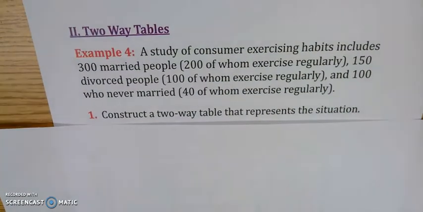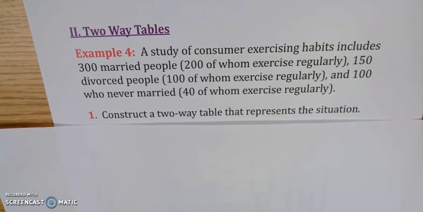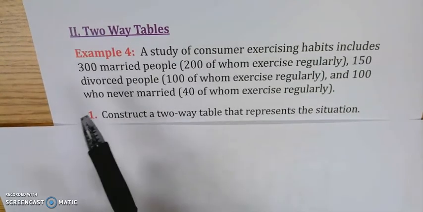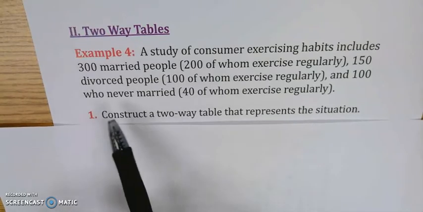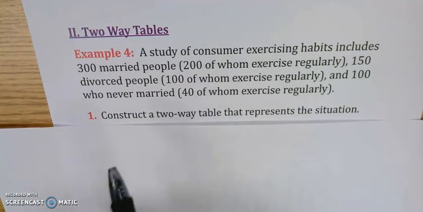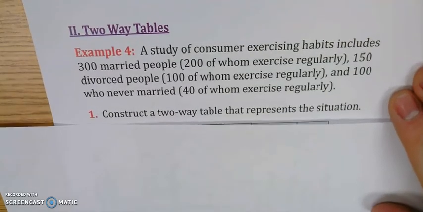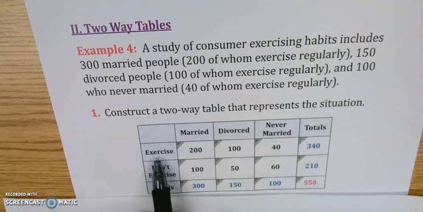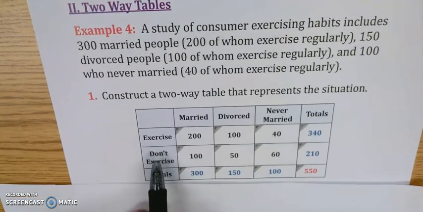A two-way table is a table that gives us two different types of information. We have columns and rows, 2 dimensions, ergo two-way table. So here we have a study of exercising habits, married people versus divorced people, and those who were never married. What we want to do is figure out a table that we could fill in the blanks for married, divorced, or never married, and do they or do they not exercise.